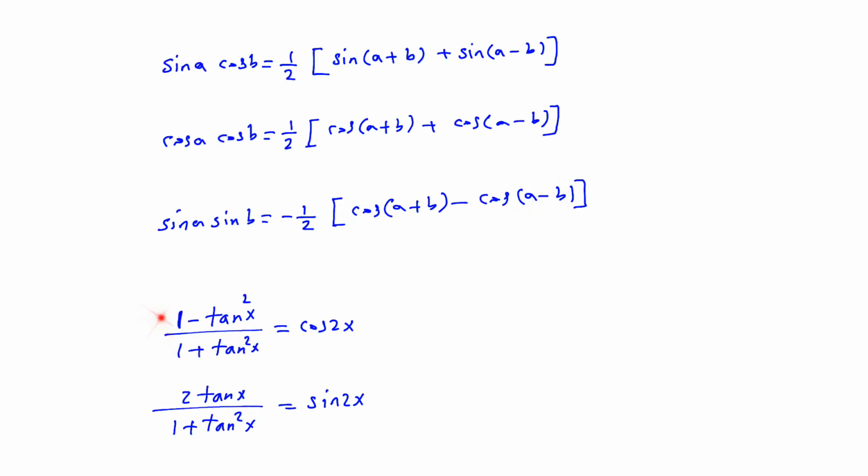Half of the angle formulas. 1 minus tan squared of x divided by 1 plus tan squared of x equals cosine of 2x. 2 tangent of x divided by 1 plus tangent of x to the power of 2 equals sine of 2x.